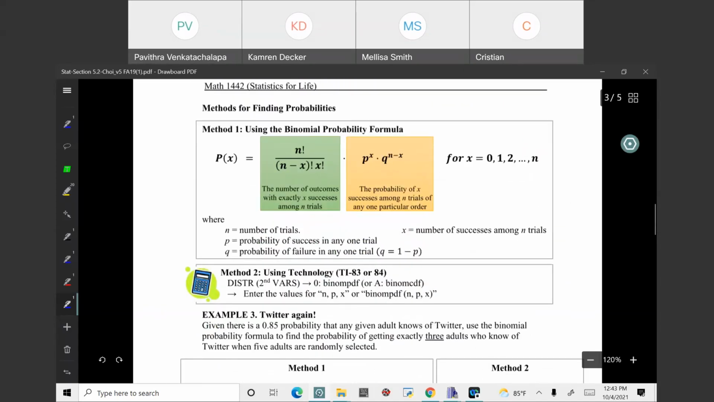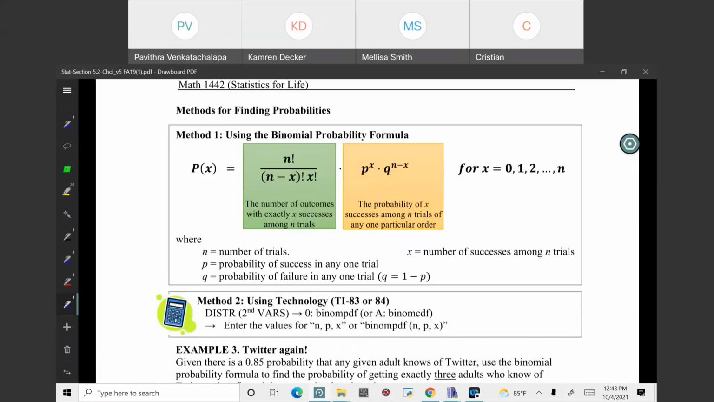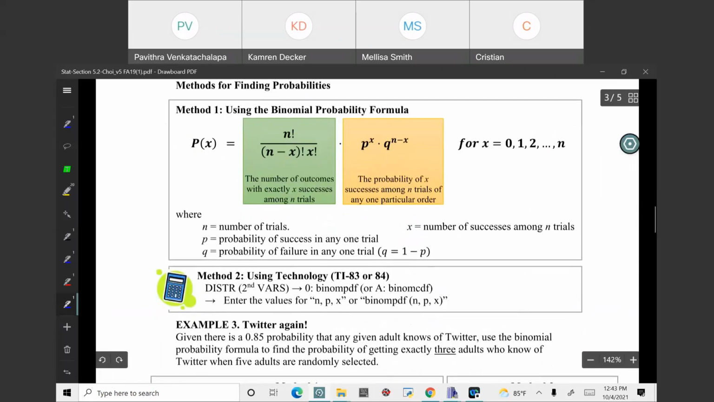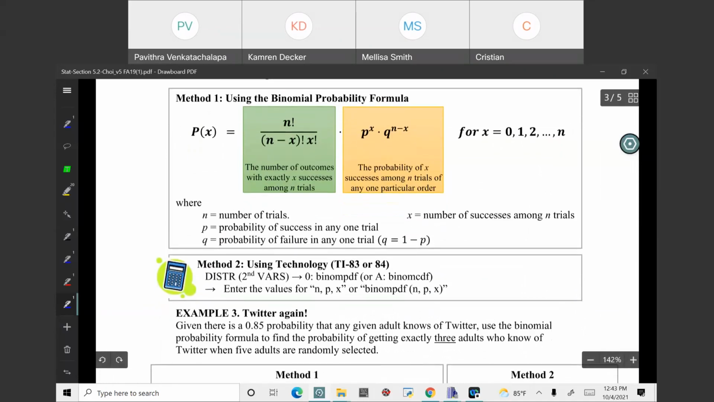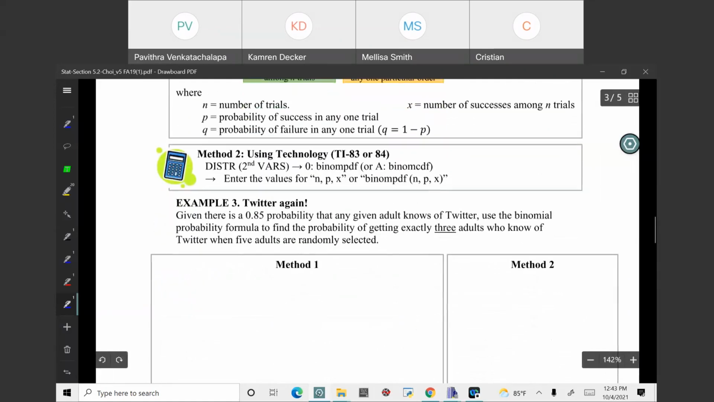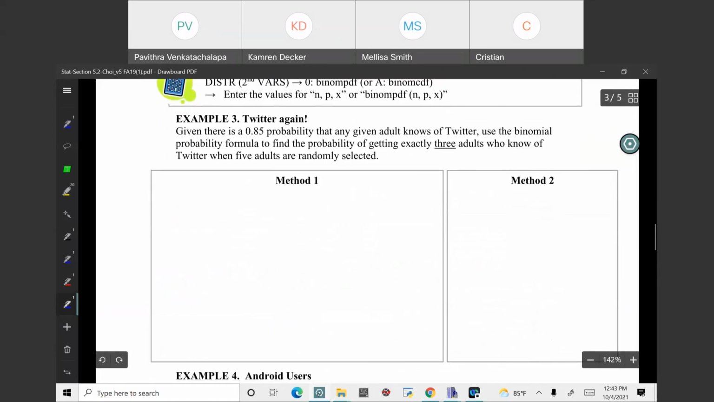Okay, so this you can do using two methods. Using the binomial probability formula, I'm sure that you will not use this method because method 2 is very easy. So you can use a calculator also. We will look at two methods here. Now I'm using the same example. Method 1, we have already these values, right? n is equal to 5, p is equal to 0.85, q is equal to 0.15.